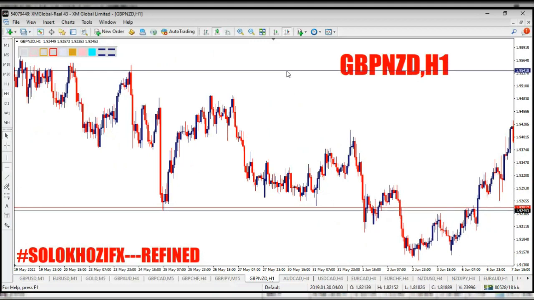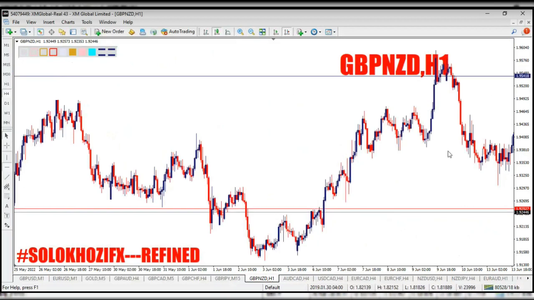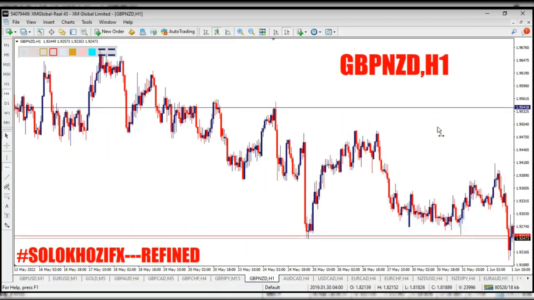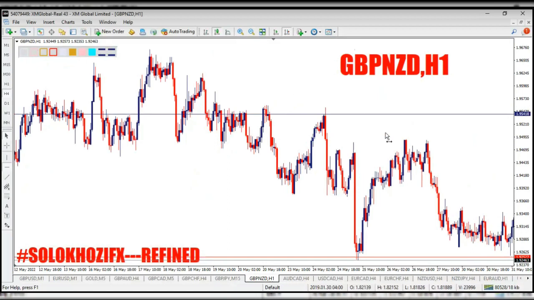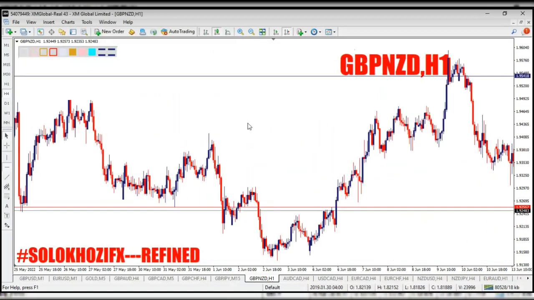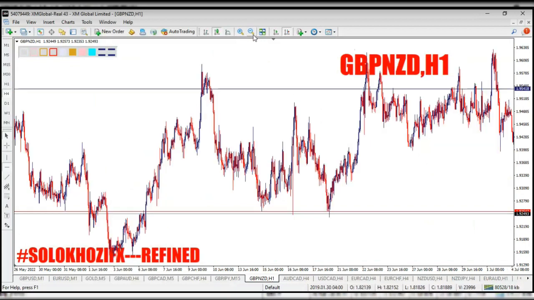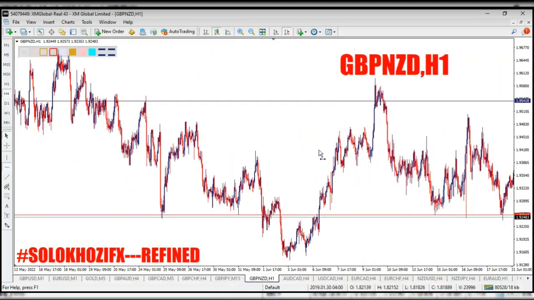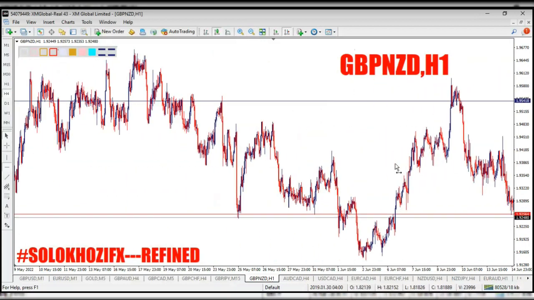This looks very good also. However, it was spiked up. It was spiked up. And you can clearly see why it was manipulated.